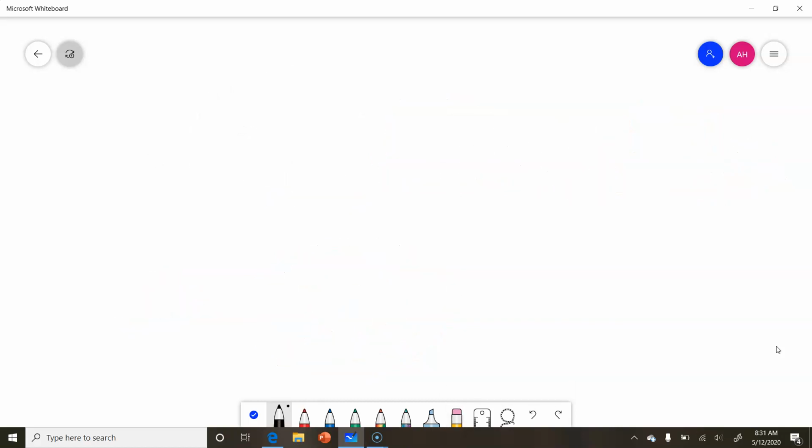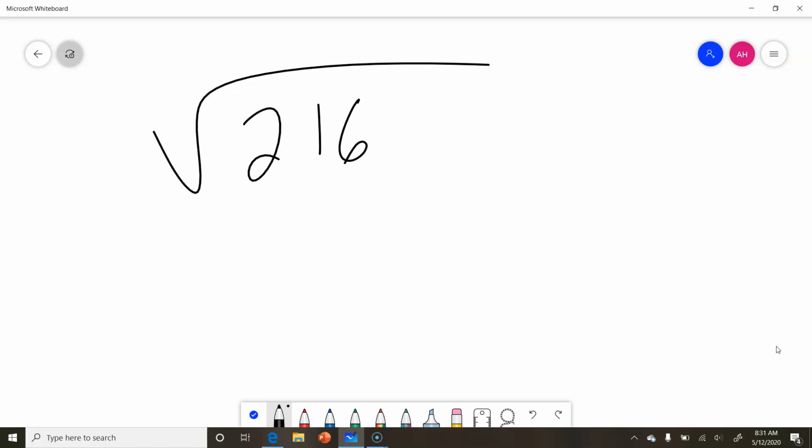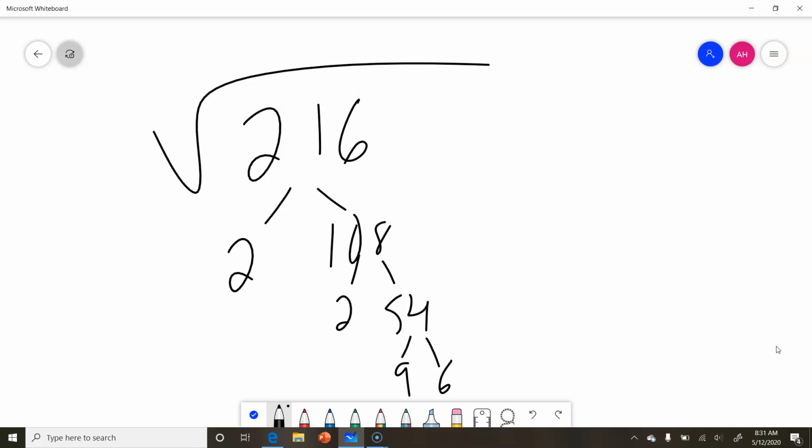Now, if they give us something like the square root of 216, this is not a perfect square, but I need to try and factor it. It's an even number, so I'll start by dividing it by 2. When I divide it by 2, I get 108, which I can divide by 2, which then gives me 54, and I get 9 and 6. And so this 6 is 3 times 2, and this 9 is 3 times 3.